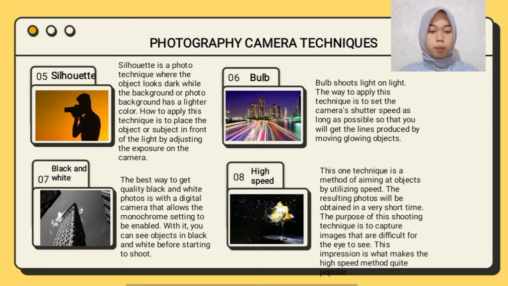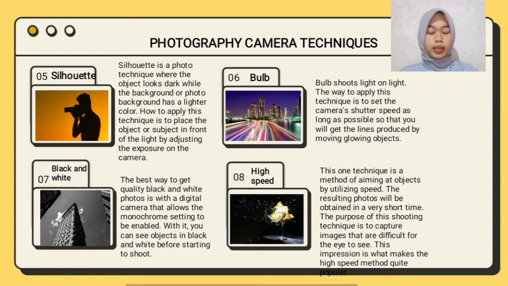Number 7, black and white technique. The best way to get a quality black and white photo is with a digital camera that allows the monochrome setting to be enabled. With it, you can see the object in black and white before starting to shoot.